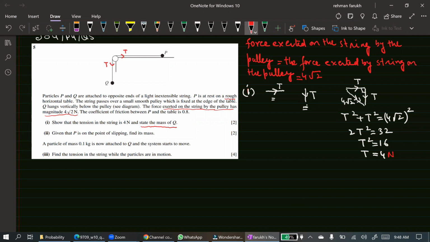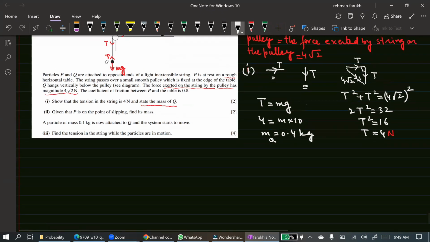Now the two particles are in equilibrium. The tension on particle Q is this, and this one is the weight of particle Q. Now T should be equal to mg. T is 4 newtons, we have just calculated. M is equal to 0.4 kg. So the mass of Q is 0.4 kg.